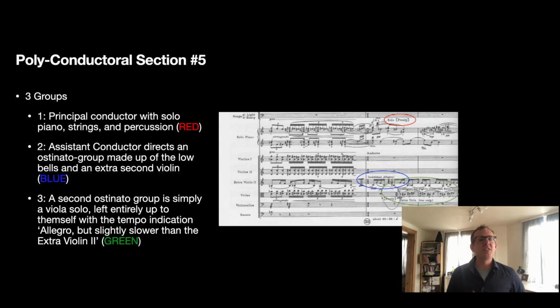Figure 23 is a sudden, unique, and intimate section for the solo piano, accompanied by the strings, percussion, and 2 ostinato groups. The 3 groups are shown here respectively in red, blue, and green. In this polyconductoral section, Ives has created an aleatoric accompaniment to a small and composed cadenza for the solo piano.